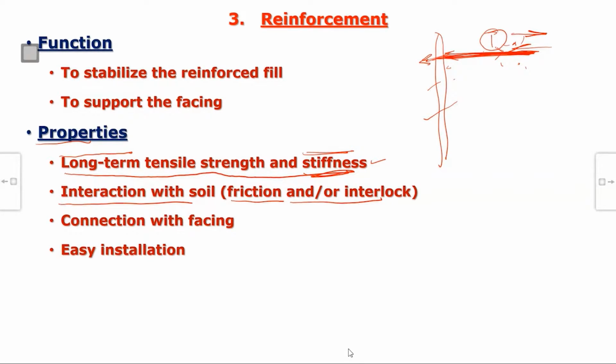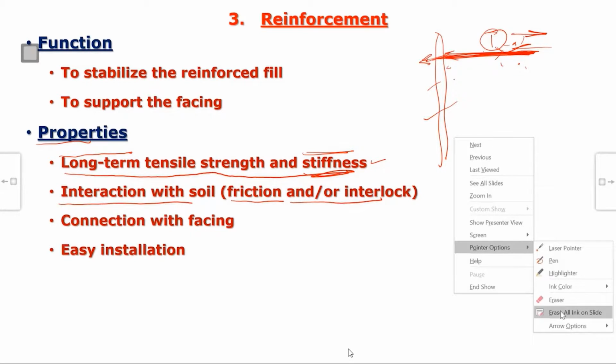Secondly, the surface of the reinforcement also should not be very smooth. If the surface of reinforcement is very smooth, then again your coefficient of interaction, which we normally take as 0.6, 0.7, 0.8 like that, gets reduced. So that is the second property.